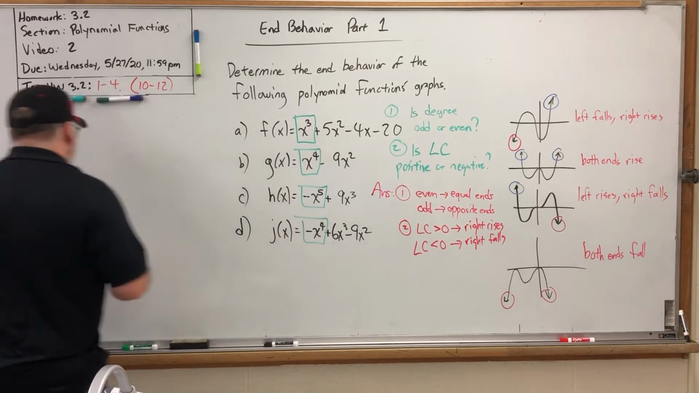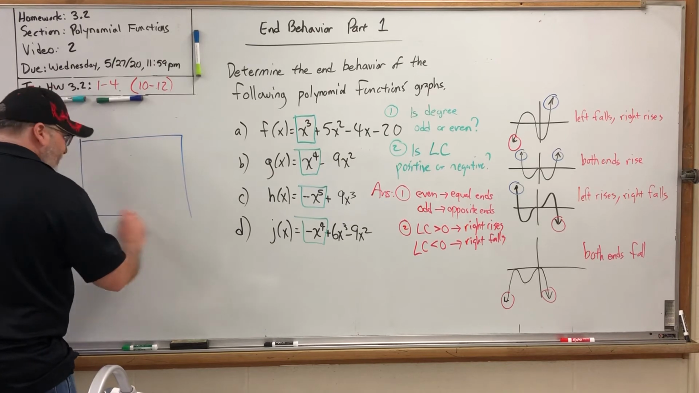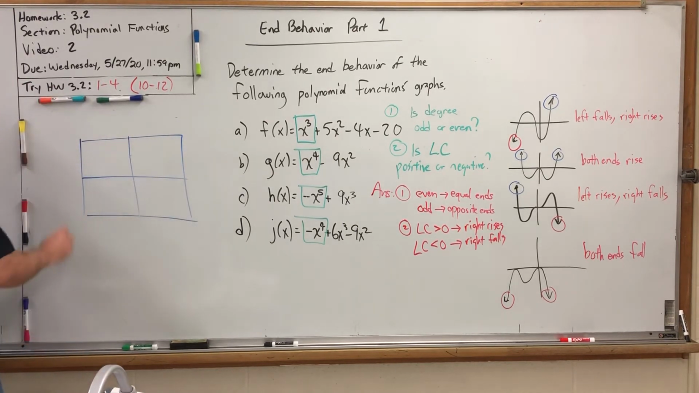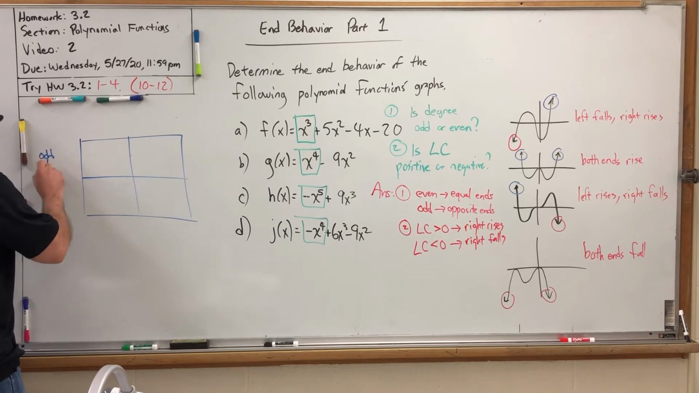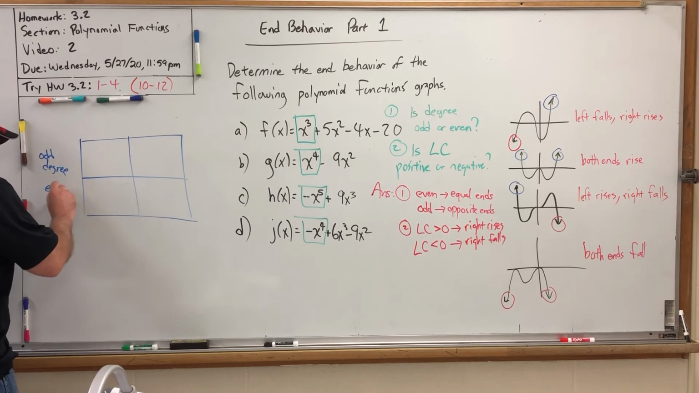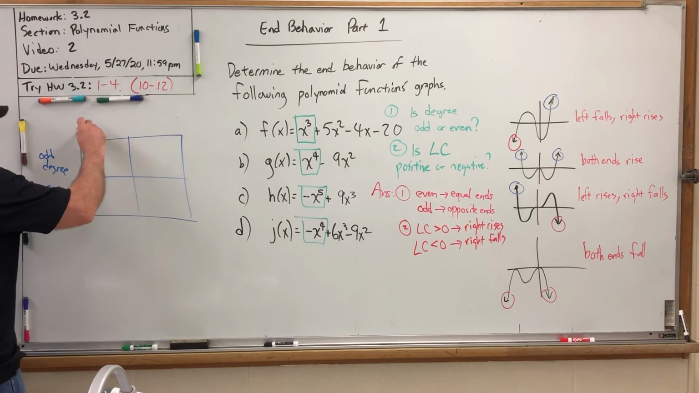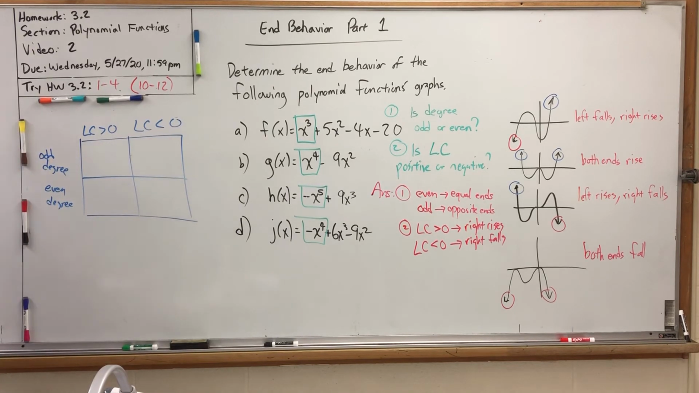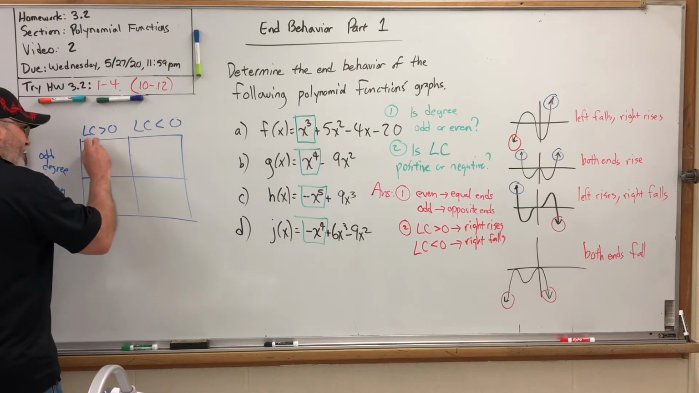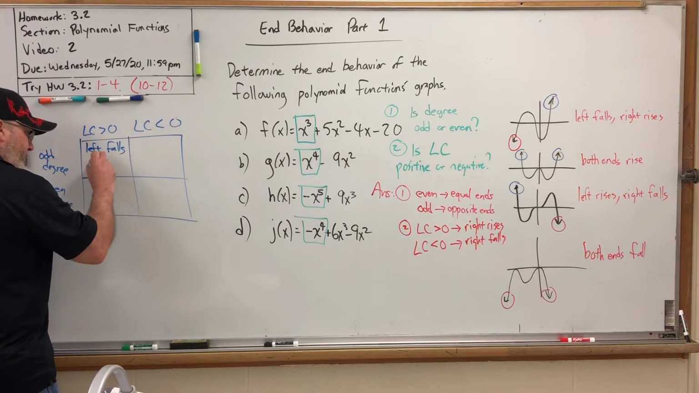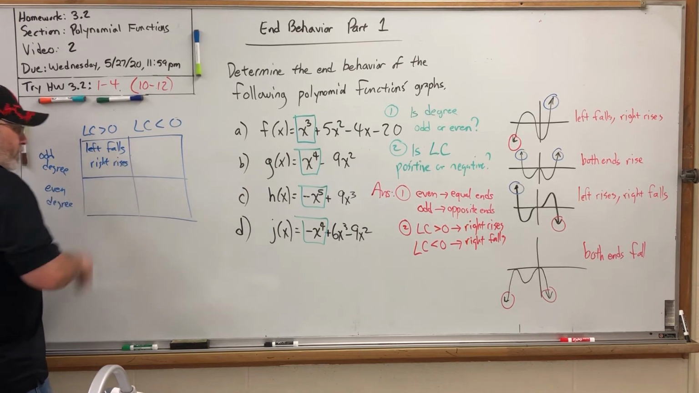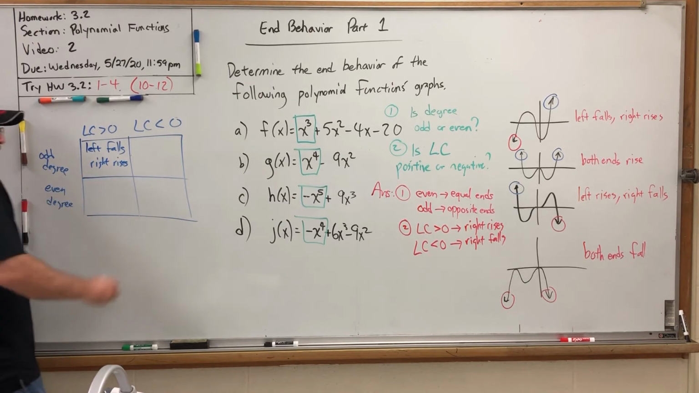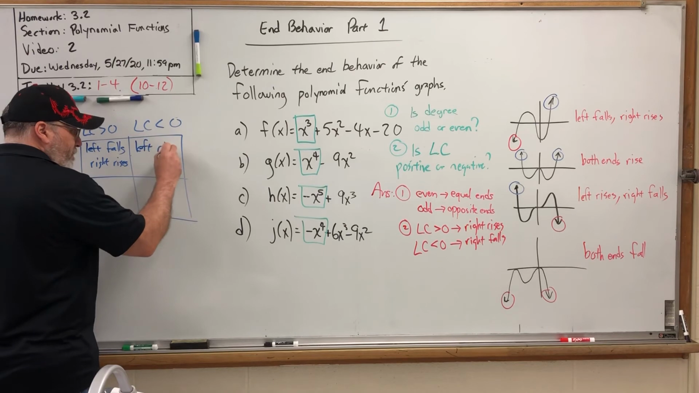In the book, however, they'll show you this. Basically, what they do is summarize everything in a table based on whether the degree is odd degree, even degree, and based on whether the leading coefficient is positive or negative. So it's still the same criteria, but what the book will say is this, and I'm going to say it fast on purpose. If the degree is odd and the leading coefficient is positive, then the left falls and the right rises. But if the degree is odd and the leading coefficient is negative, then the left rises and the right falls.